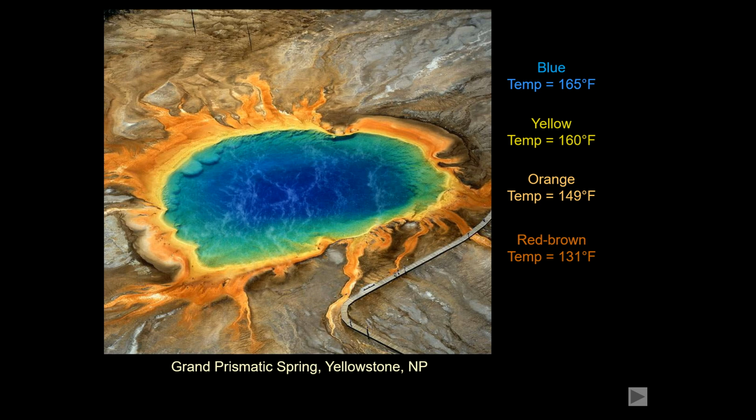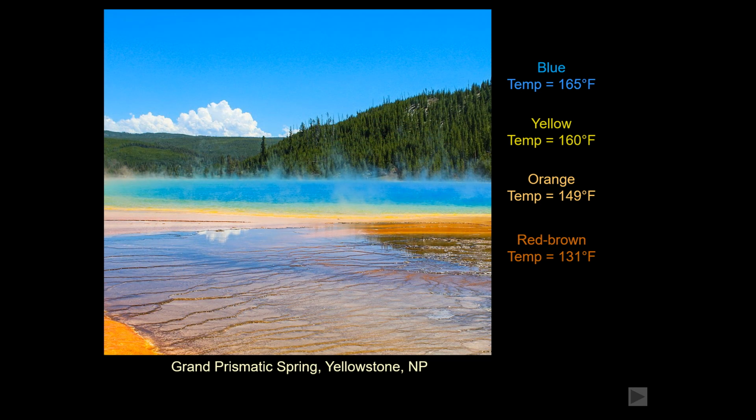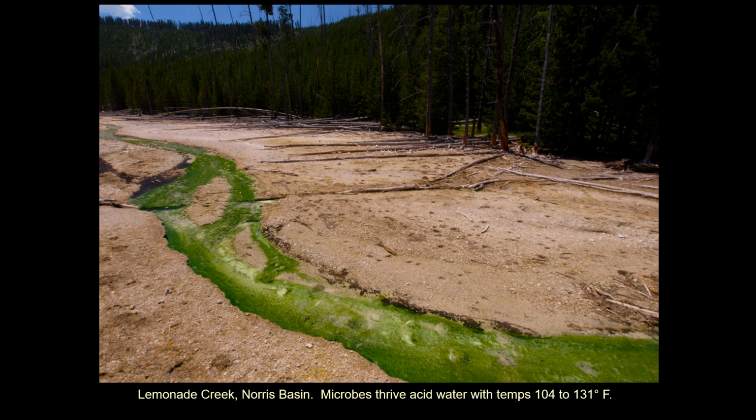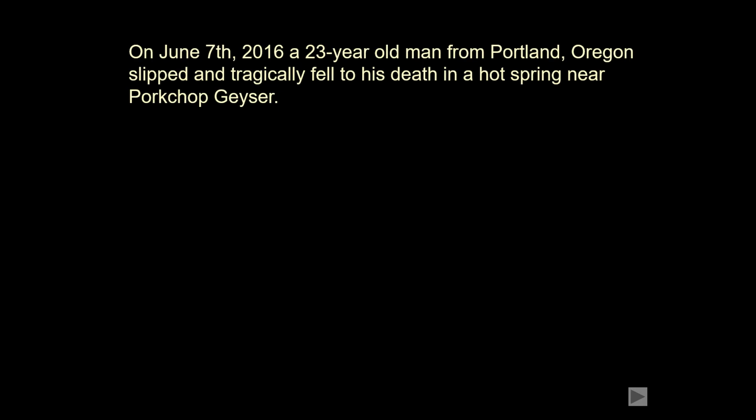You wouldn't last very long. These are really, really hot. This is a view of sort of ground level view of the Grand Prismatic Spring. So really an impressive sight. They have some unusual features near the geysers. This is Lemonade Creek in the Norris Geyser Basin. Here, as a caption mentions, microbes appreciate the acidic water with temperatures between 104 and 131 degrees Fahrenheit. You could probably stick your finger or hand in this and you wouldn't be injured, but it's not advisable because you'd have to walk off the walkway.